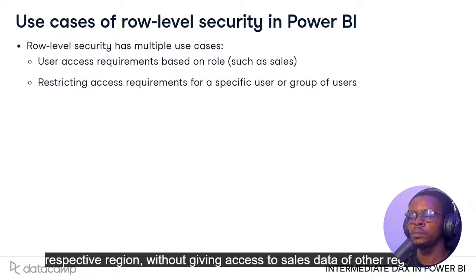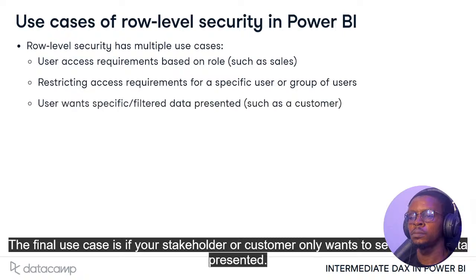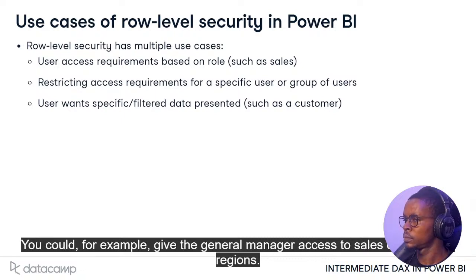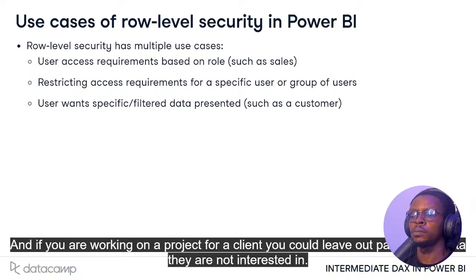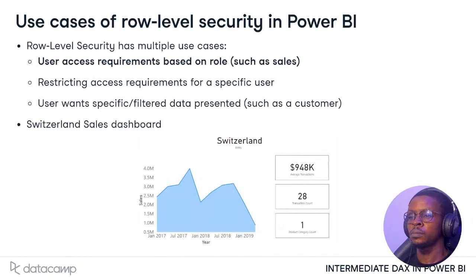other regions. The final use case is if your stakeholder or customer only wants to see specific data presented. You could, for example, give the general manager access to sales data from all regions. And if you're working on a project for a client, you could leave out parts of the data they are not interested in. Let's have a look at a few examples.